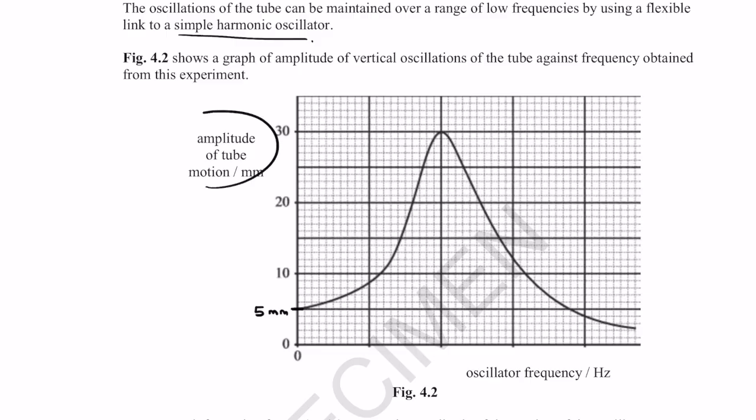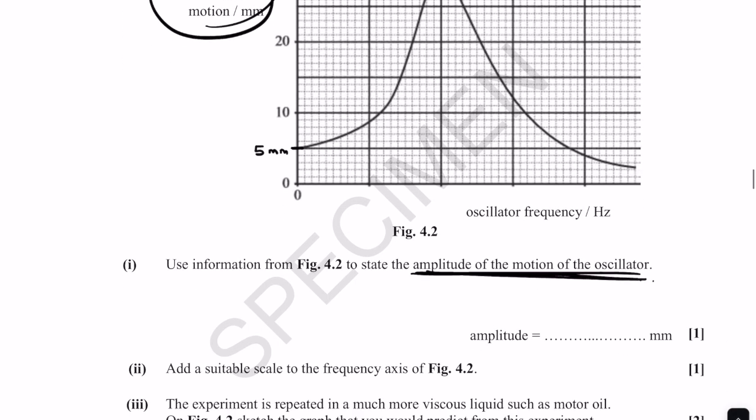Over here we are given the amplitude of the tube motion, and over here we are asked about the amplitude of the motion of the oscillator. So the answer is 5 millimeters.